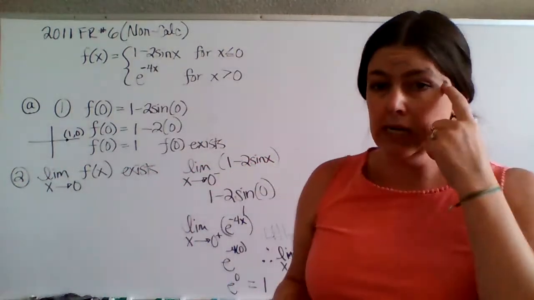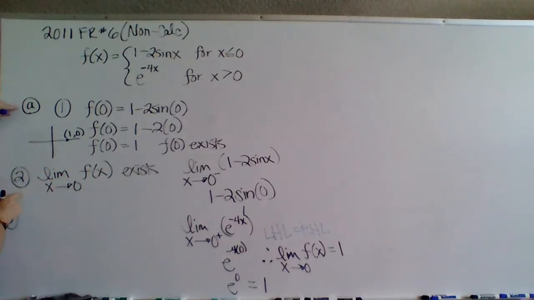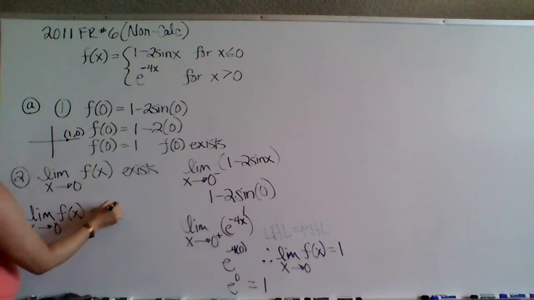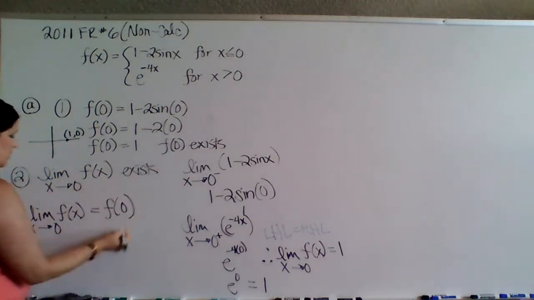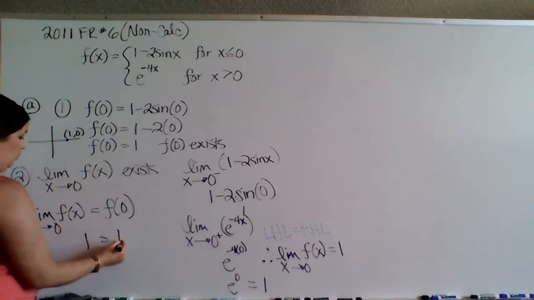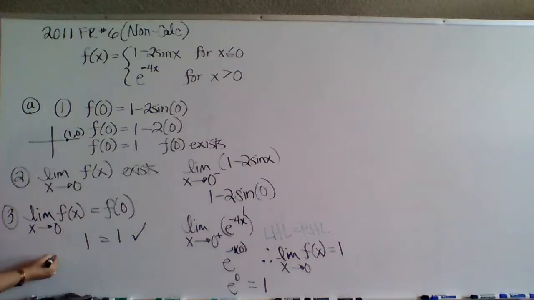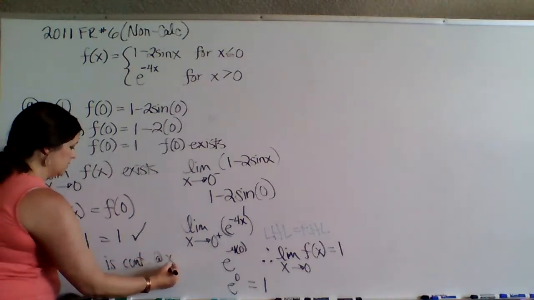So then part 3 of the 3-part definition is, do the 2 answers that you got from part 1 and part 2 match? So does the limit as x approaches c, our c is 0, of our function f of x equal f of c, our c is 0? Does that equal f of 0? Well, yeah, our limit answer was 1. Our function value was 1. 1 equals 1. So therefore, f of x is continuous at x equals 0.